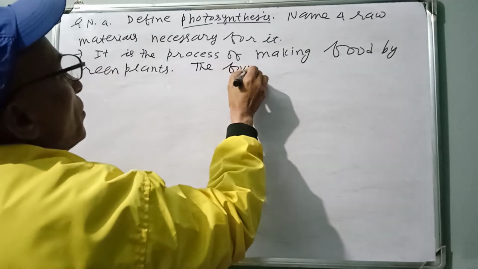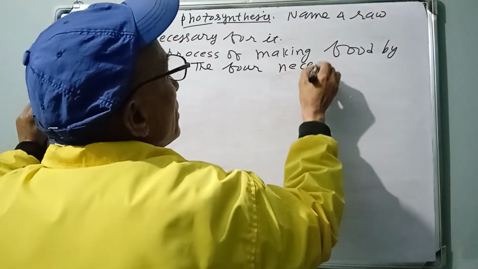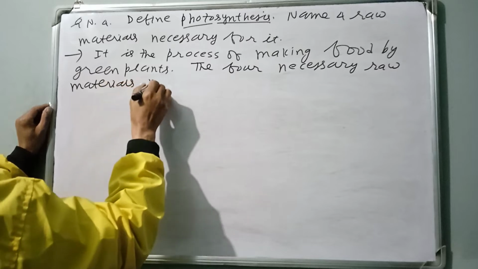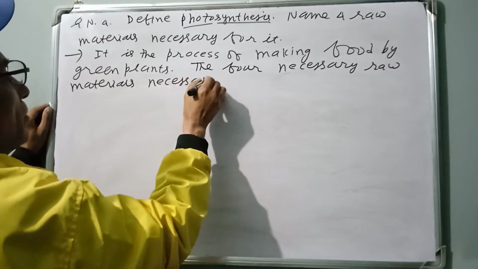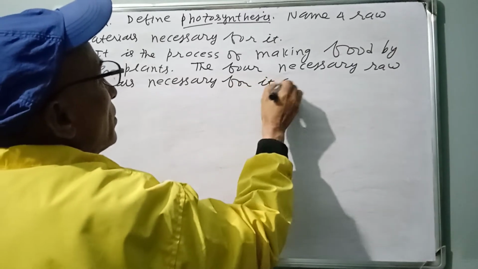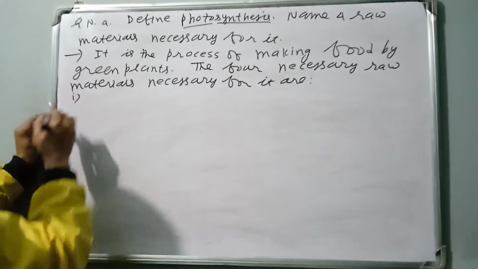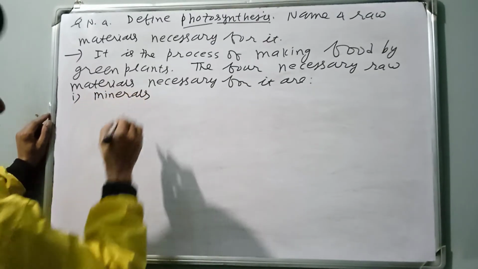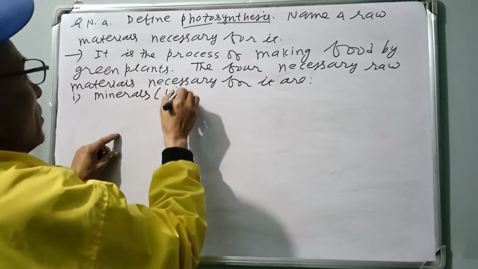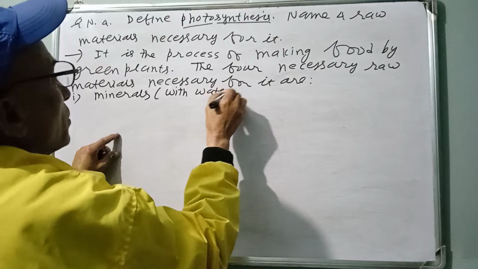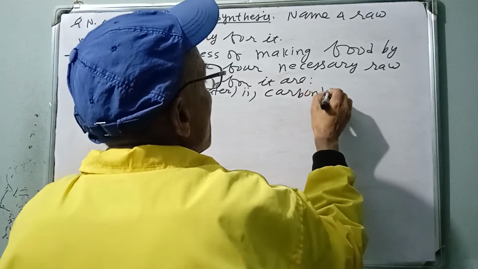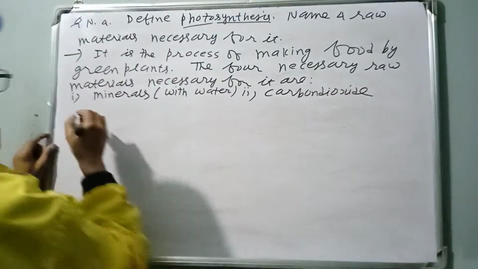The 4 necessary raw materials for it are as follows. Number 1, minerals with water, along with water. Number 2, carbon dioxide.